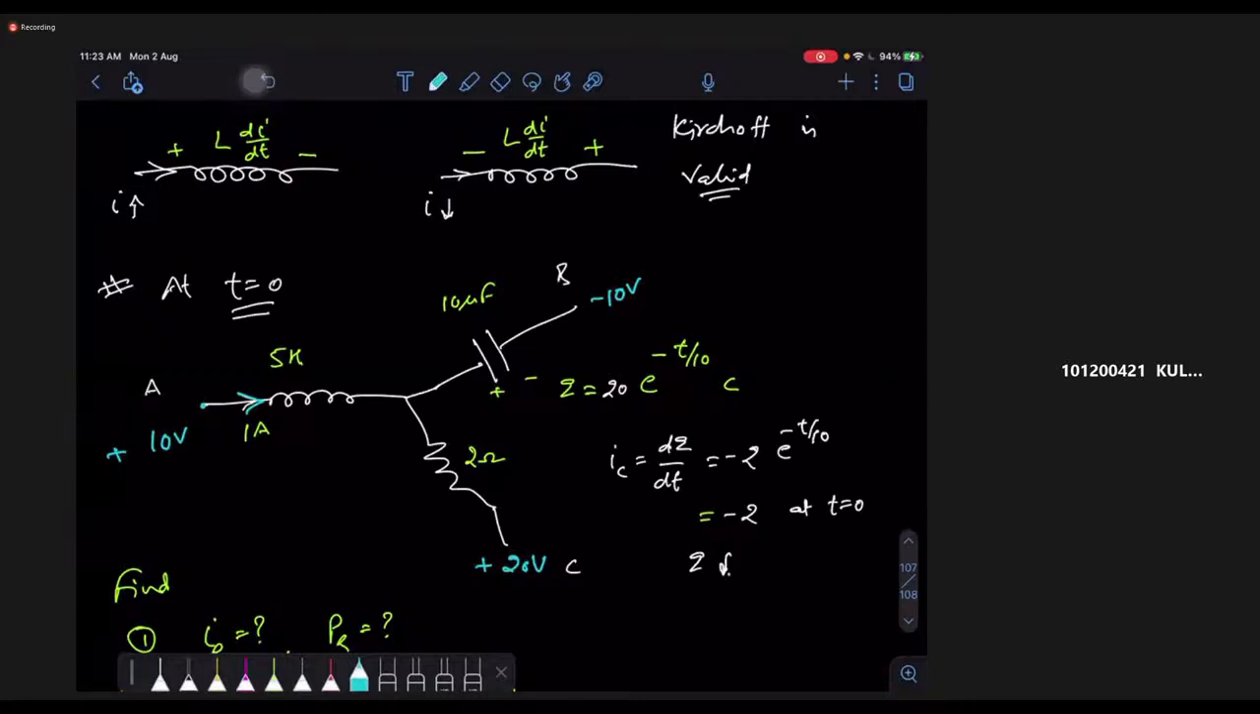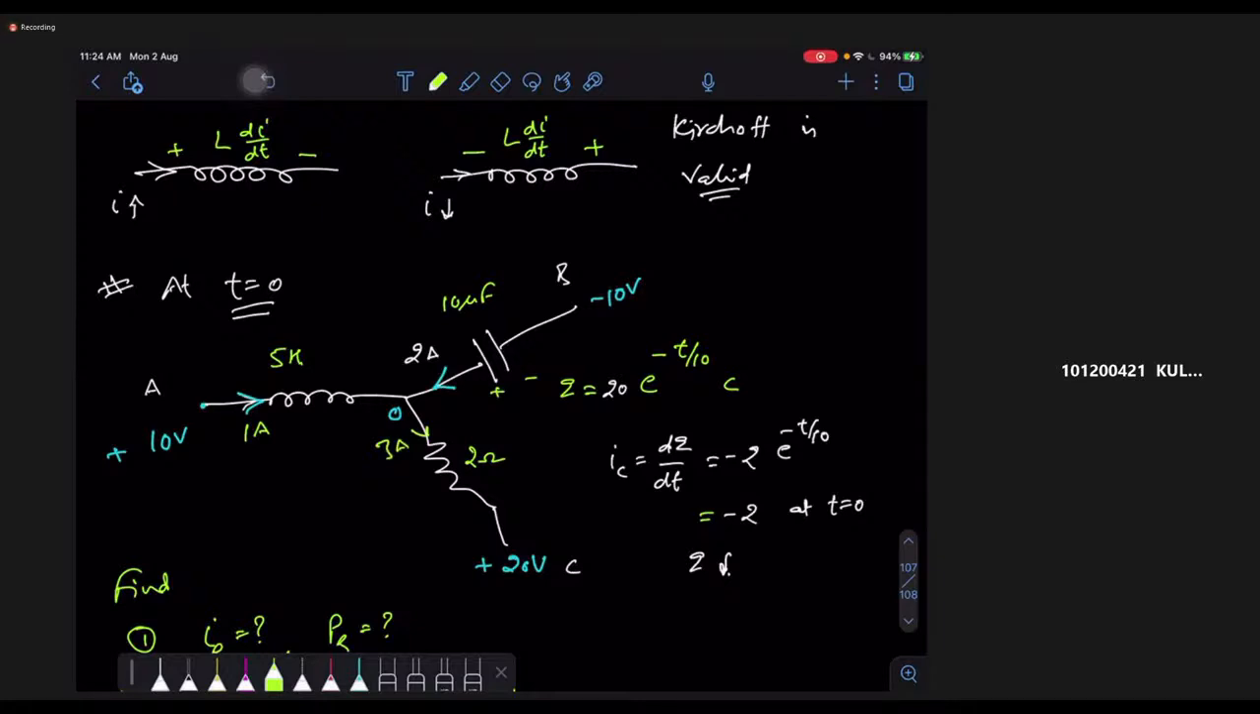Keeping that in mind, my current should be toward the center O. The direction of the current in my capacitor is toward O. So it will give 2 ampere current, right? If this gives 1 ampere and this gives 2 ampere, how much current is passing through the resistance? Here it will be 3 amperes, right?